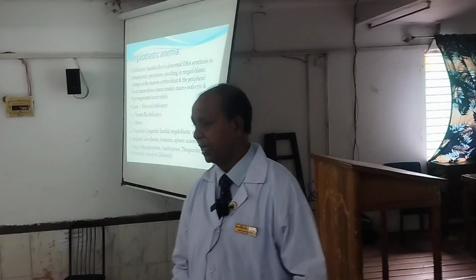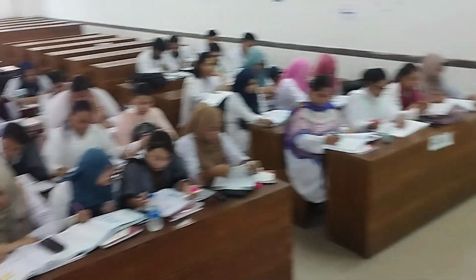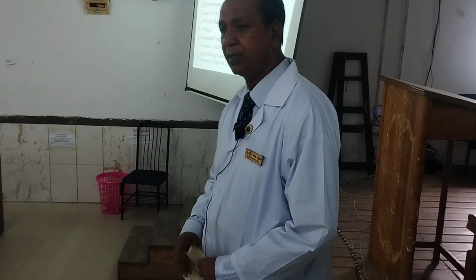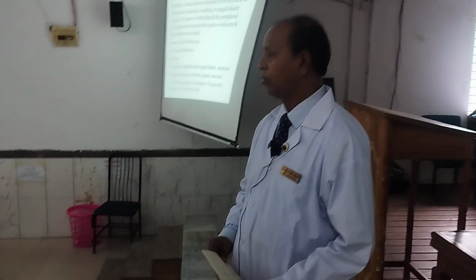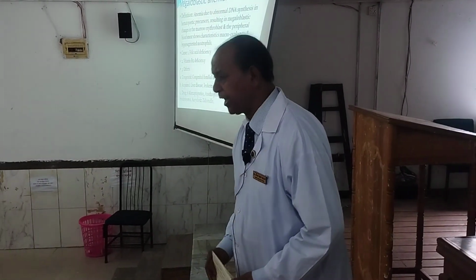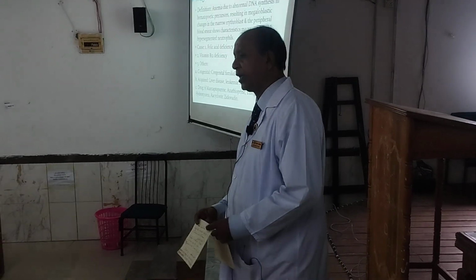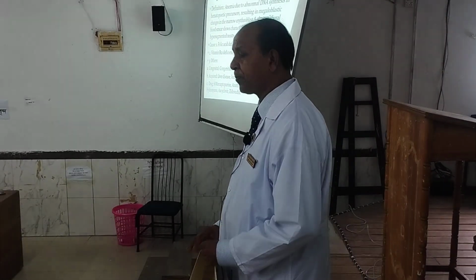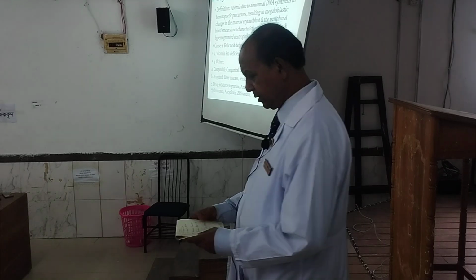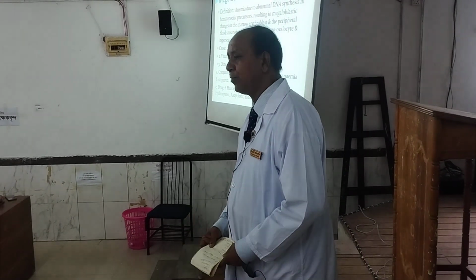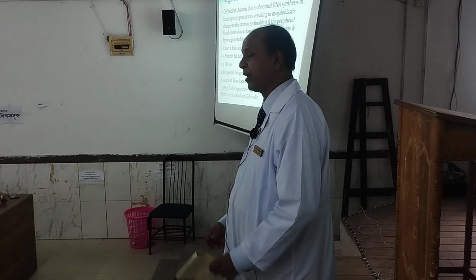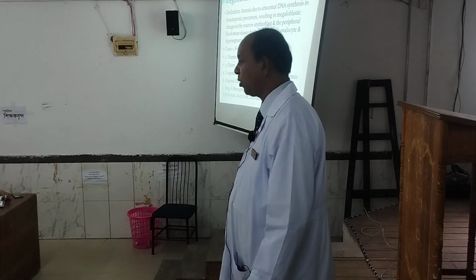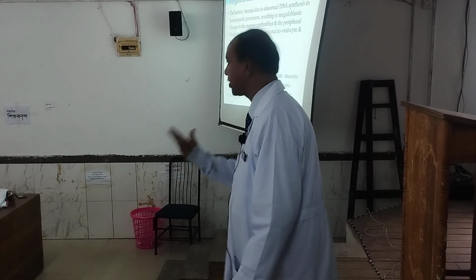Next is the classification. Look in your book. Classification is broadly of two types: one is congenital, another is acquired. Congenital means Fanconi's anemia, congenital familial aplastic anemia, then Shwachman-Diamond syndrome, then Diamond-Blackfan anemia. Remember this one. These all are congenital aplastic anemia.